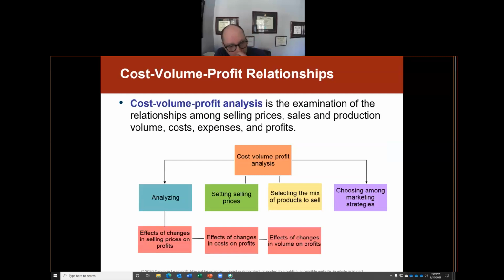Through cost volume profit analysis, I can make decisions based off of my marketing strategies. Oh, I'll introduce a new TV ad to be able to sell more, to be able to cover my costs. I can help to identify my product mix. This information helps me to set prices. It also helps me to analyze the effects of changes in price. If my sales price goes down, I need to sell more. If my sales price goes up, I can sell less. That type of thing.